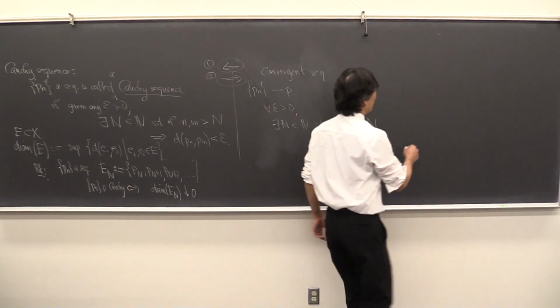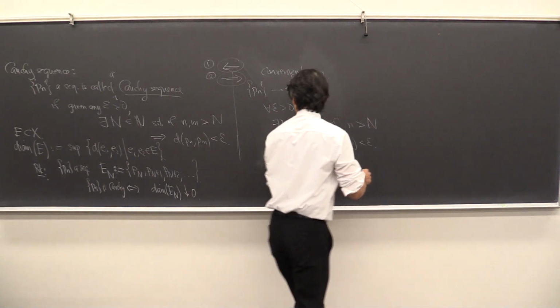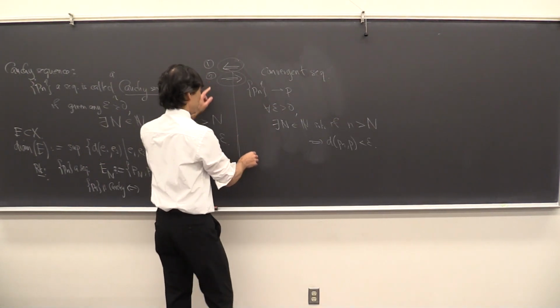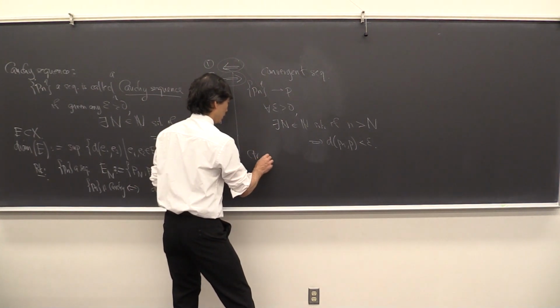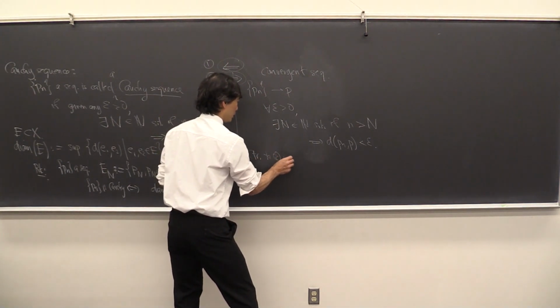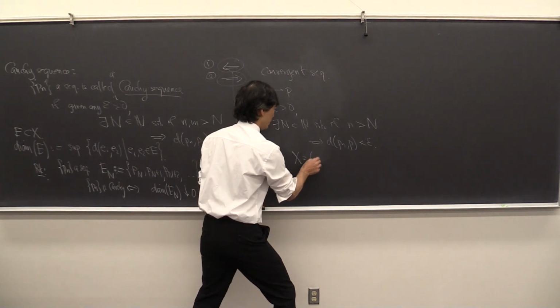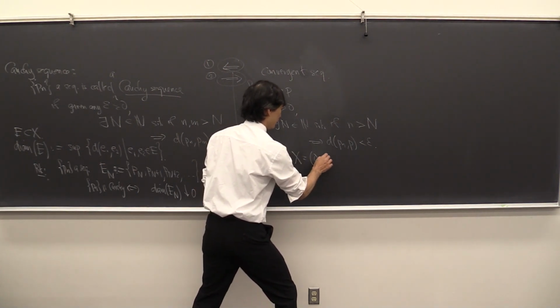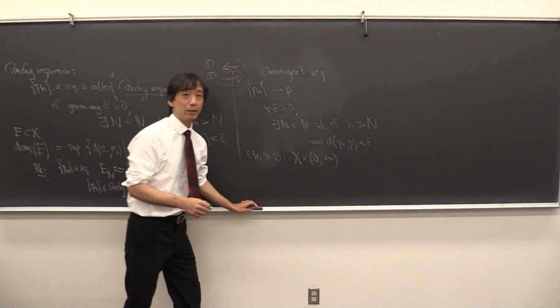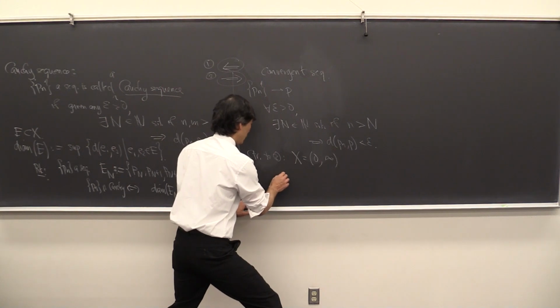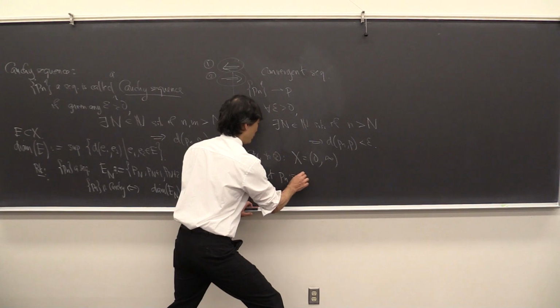Okay, so here's a counterexample to 2. Consider, let your space be, say, (0, infinity), with the standard metric. And let your sequence be p sub n. Let p sub n be 1 over n.